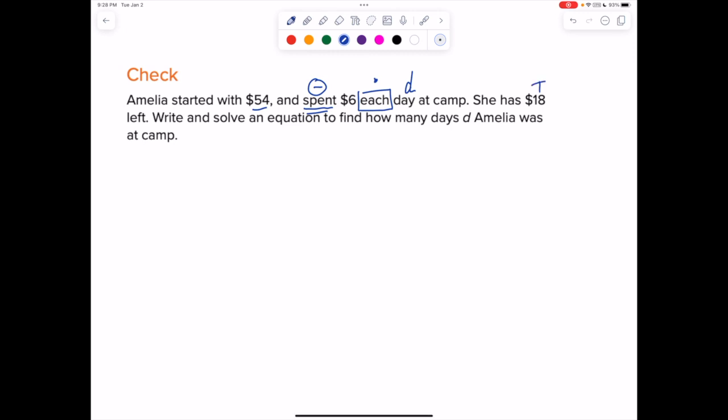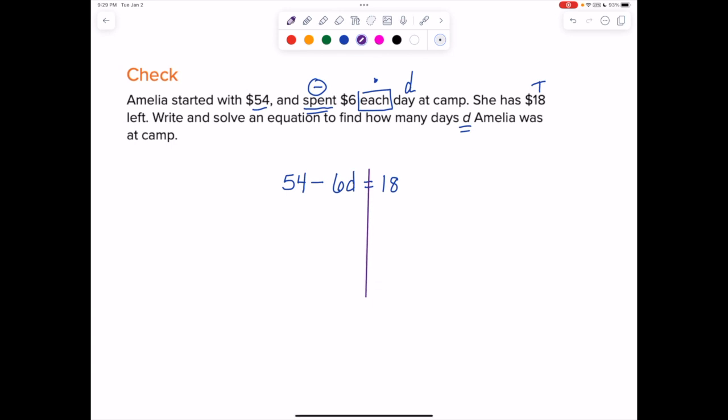So something to identify. Okay, all right, let's go ahead and see if we can write the equation out. They do want us to use D for days. So we start with $54, and then what happens? We spend $6 per day. Be careful when you write your D that it doesn't look like something else weird. Okay, and she finishes with a total of 18. So there's your equation. Let's go ahead and solve it.